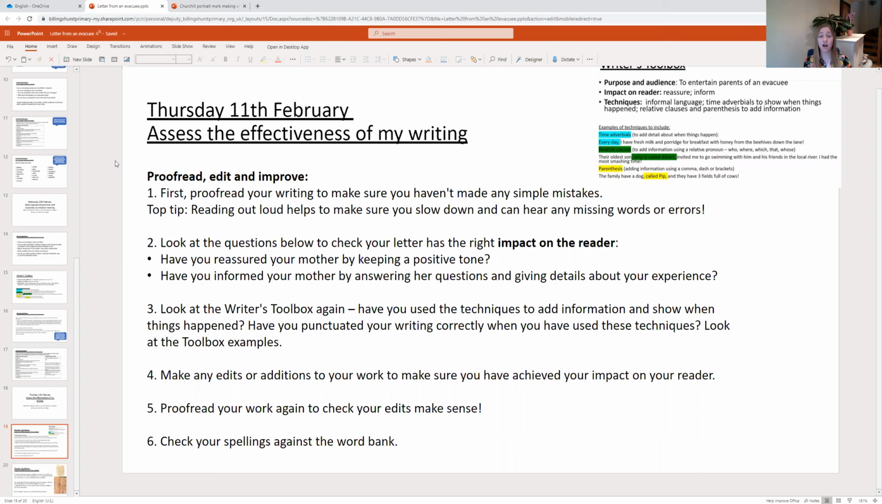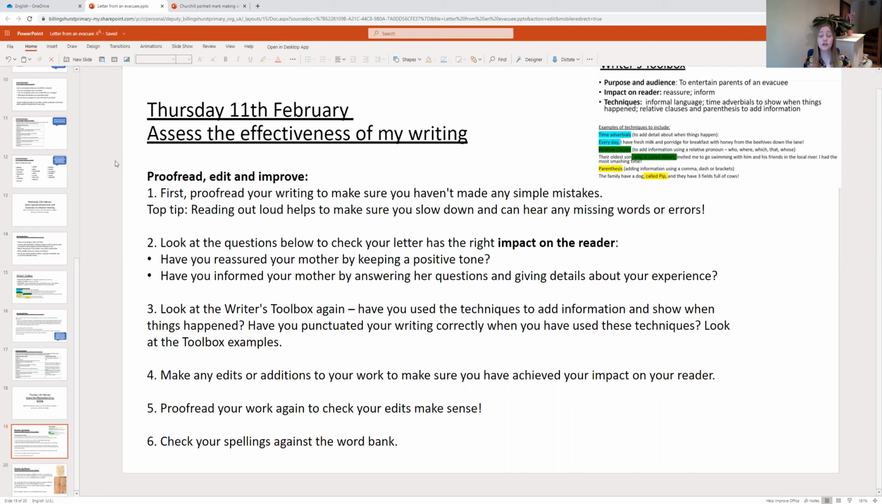So the first thing I want you to do, just as we would do in class, is for you to proofread your writing. Now, if you've got somebody there with you, you could read it to them or read it out loud to yourself, because that's my top tip. When we read something aloud to ourselves, we really notice if we've missed any words, rather than skim reading and jumping over where we think we've included a word, but actually it's missing. So really important to do that proofread first.